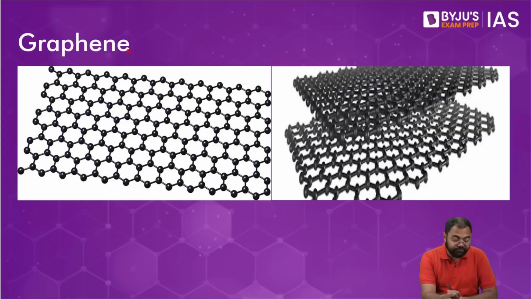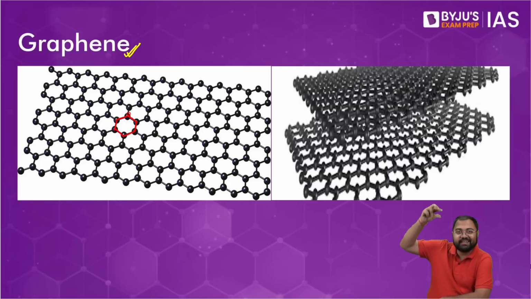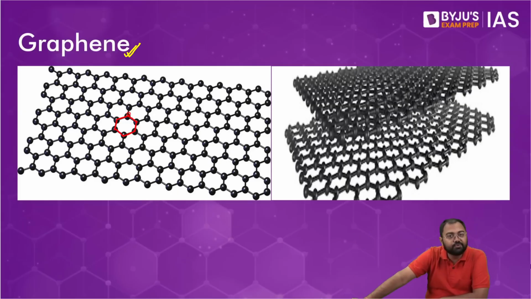Now, coming to a very, very important particle, and this is graphene. When it comes to graphene, if you look at the structure, it is the same hexagonal structure, but this time arranged as a two-dimensional sheet. In fullerene, it was hexagonal like a football. In carbon nanotubes, it was hexagonal like a cylinder. This time, it's hexagonal like a bed sheet. Just a two-dimensional sheet of hexagonally arranged carbon atoms. This is what graphene is.